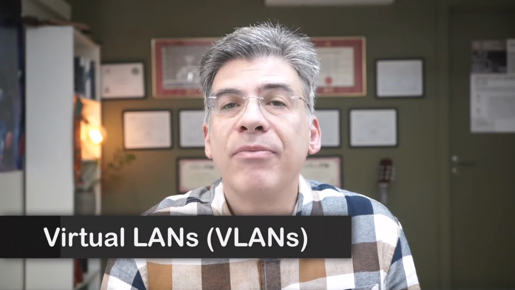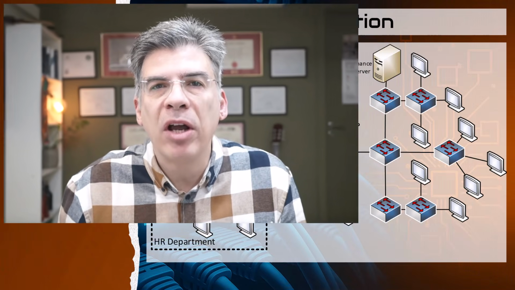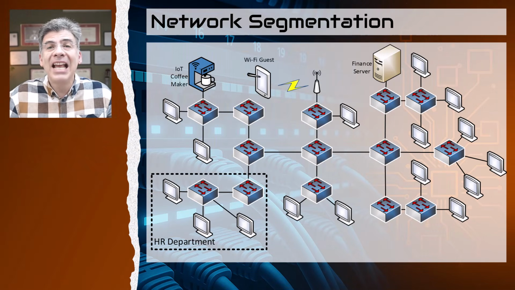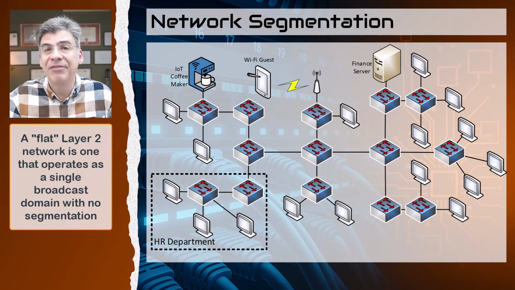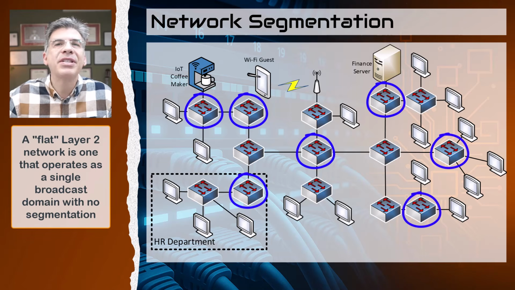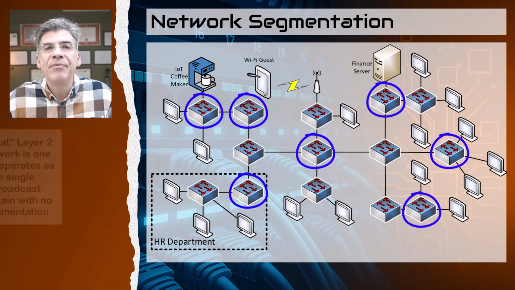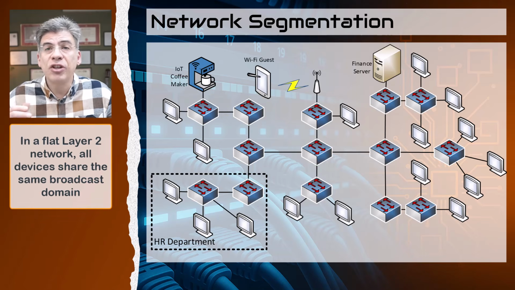Today we'll be simply explaining virtual LANs, or VLANs. We've already talked about why it's important to limit the size of broadcast domains and to properly segment a network into layer 2 segments. Here we have a layer 2 network which is completely flat. We have layer 2 switches everywhere and a whole series of devices that are connected to them. This is one big broadcast domain. Now, this is a design that should be avoided.